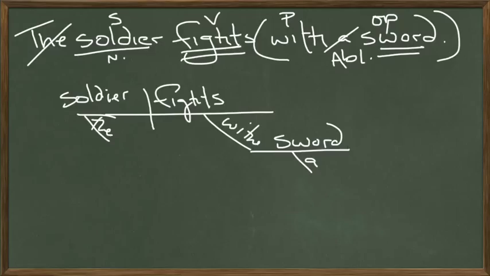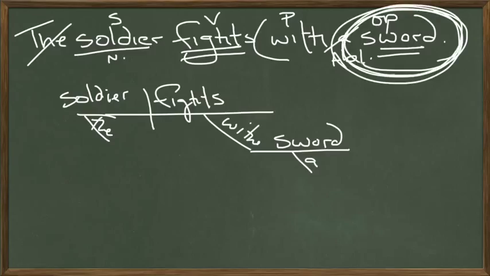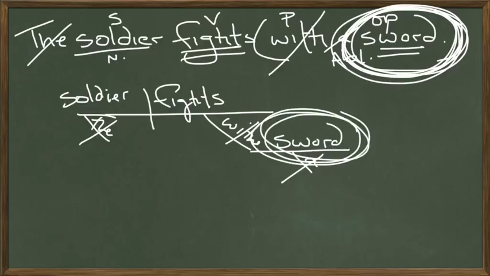Now, in Latin, when we translate this, since he is using the sword to get the job done, we will not use a preposition. We will simply put sword in the ablative case. So this sentence is going to go from 1, 2, 3, 4, 5, 6 words down to 3. 1, 2, 3, gone, and we're left with soldier fights sword. We can do this because we're going to put sword into the ablative case. I'm sort of overemphasizing this, but that's because that's what this lesson is about.